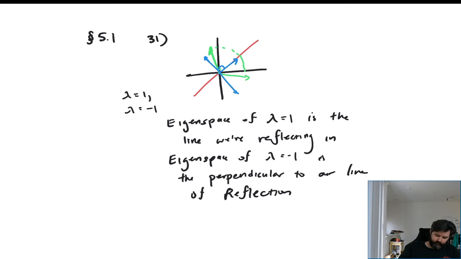Okay. For 32, T is the transformation on R2 that rotates points about some line through the origin. I'm going to be honest with you, I don't know what that means. What does it mean to rotate about a line? Unless this means something I don't understand, rotations can't have eigenvalues.